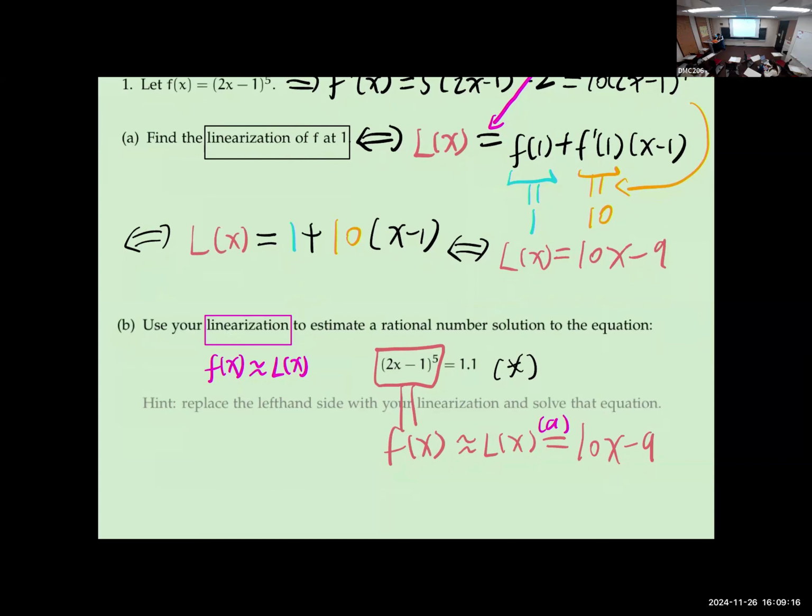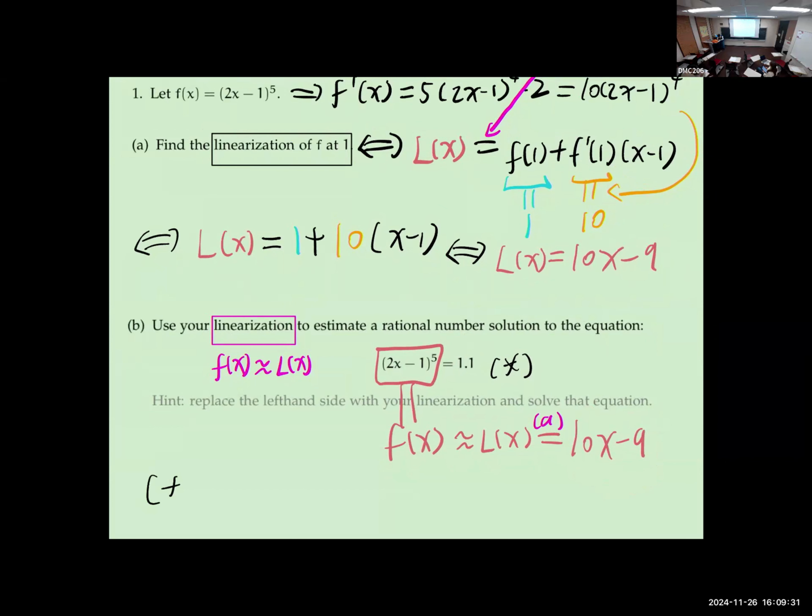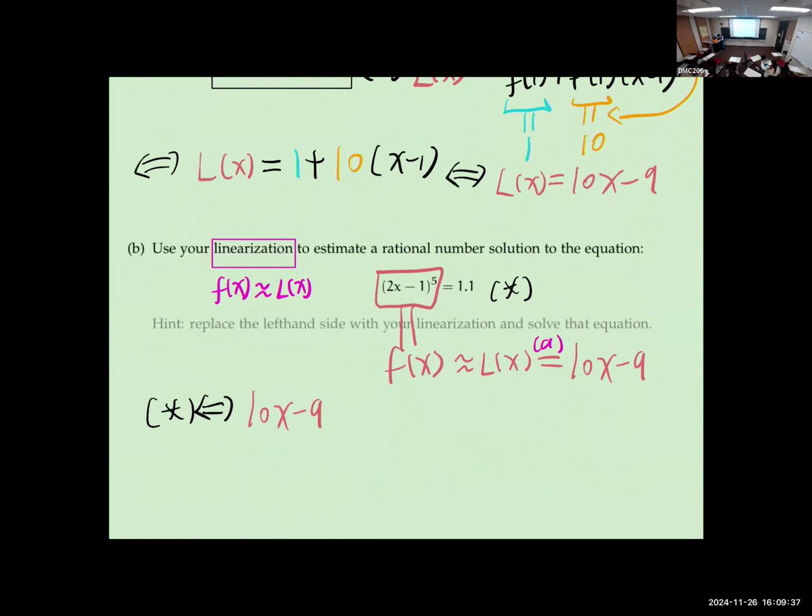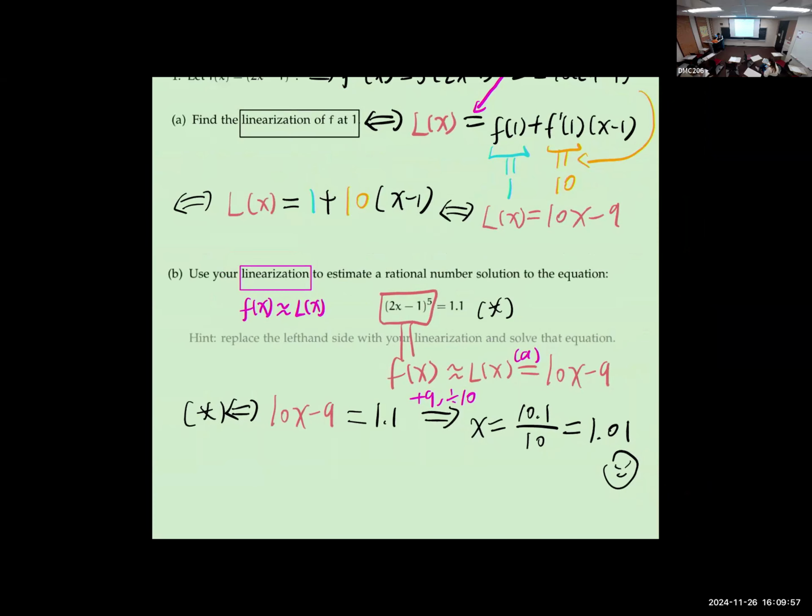Therefore, this equation has been converted into this easier version: 10x minus 9 equals the right side, 1.1. Now you know how to solve for x, right? So the star has been reduced to this linearization. Let's solve for x, very easy, right? Just first add 9 to both sides and then divide both sides by 10. So we get x equals 10.1 over 10, which is 1.01. So that's the solution.